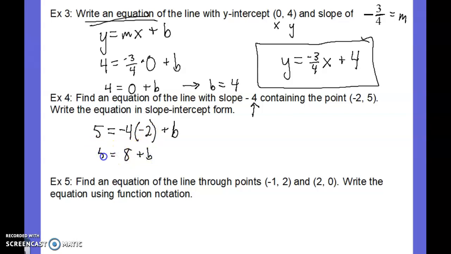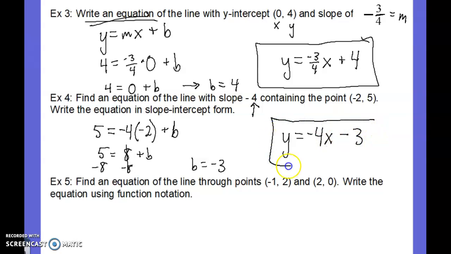Well, now I can subtract 8 over here. So my y-intercept is now -3. So like I said before, the equation, go back and put y and x back into it. -4 is my slope, and the y-intercept I found out was -3. All right. Now that's not the only type of problem that you'll have.